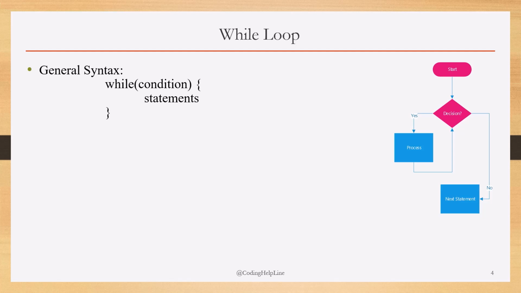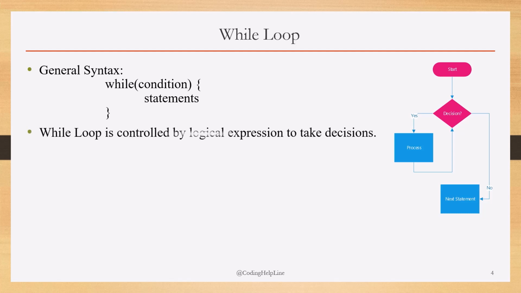Let's see the flowchart. This is the start of the program and start of the while loop. And this is the decision inside this parenthesis that is evaluated. It is a logical expression. If it evaluates to true, the process or the statements will be executed, and it goes back to the decision. This continues as long as the condition or the decision is true. Once it becomes false, it goes to the next statement and the loop iteration stops.